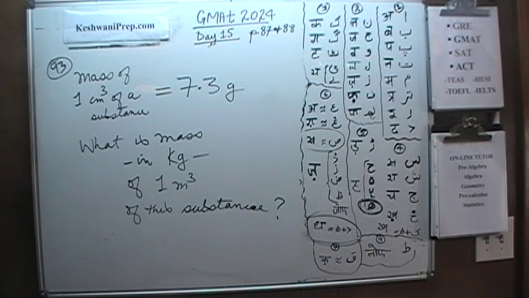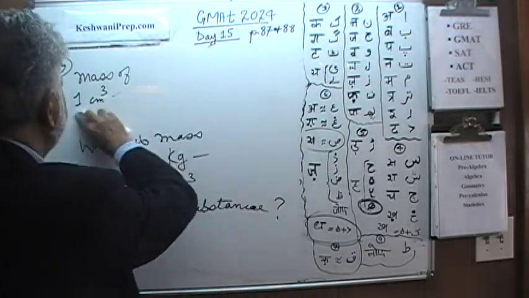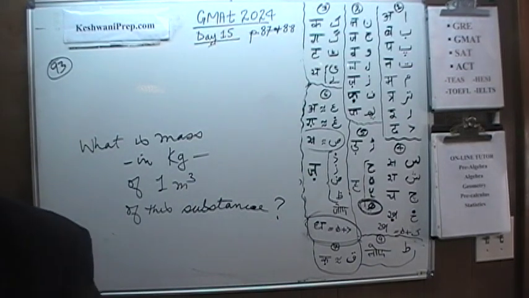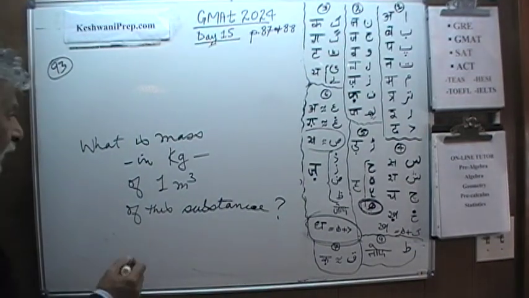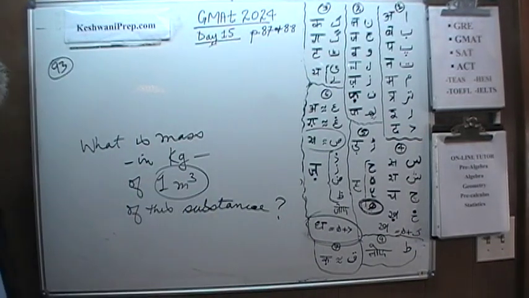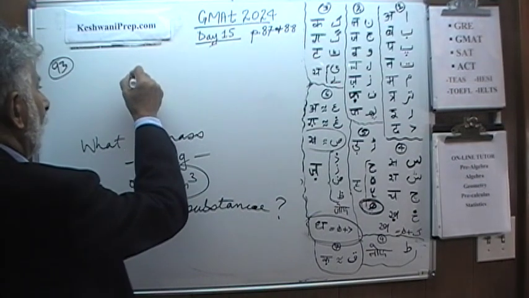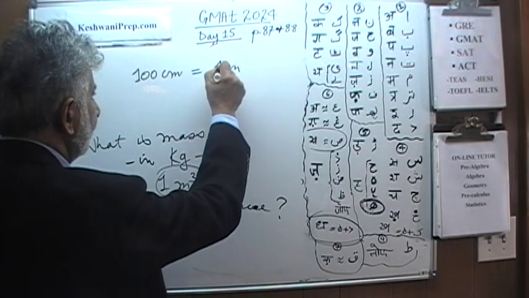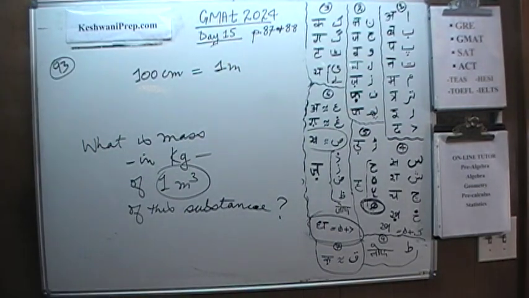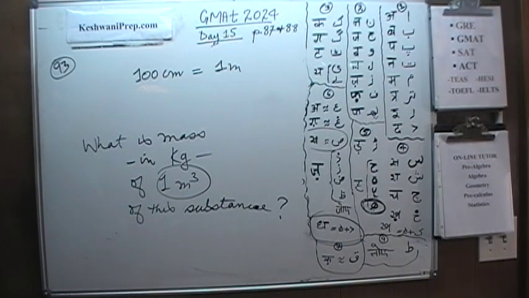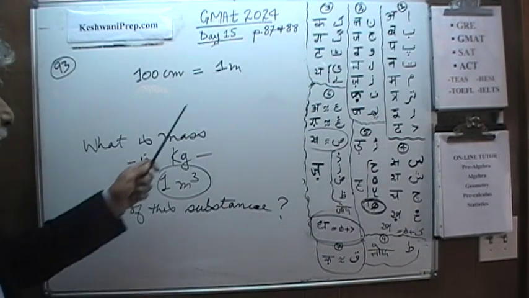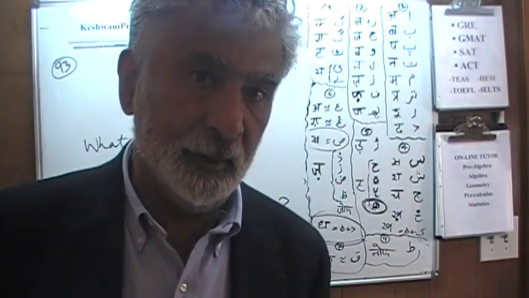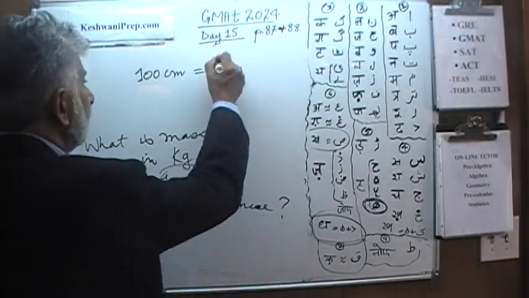Let's begin, shall we? Remember, 7.3 gram for 1 cubic centimeter. The first thing is to figure out how many cubic centimeter are in 1 cubic meter. That's very straightforward. 100 centimeter make 1 meter. I hope you knew that. We're not interested in meter, or for that matter, we're not interested in centimeter. We are interested in cubic meter and cubic centimeter. So, cube both sides.